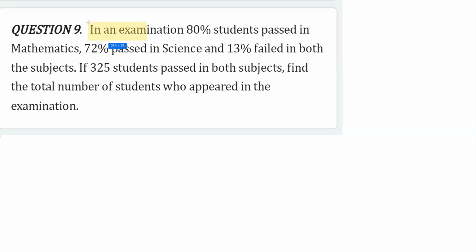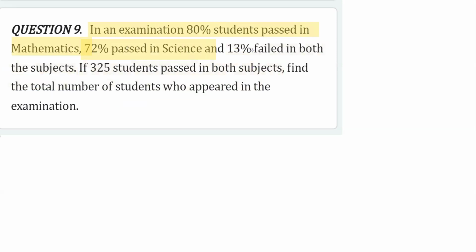In this question from the chapter Set Theory, it says in an examination, 80% of the students passed in mathematics and 72% passed in science, while 13% failed in both subjects. Further, it says if 325 students passed in both subjects, find the total number of students.